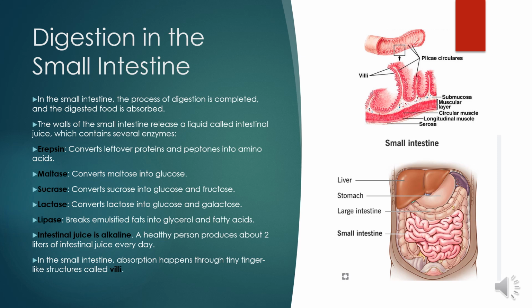Sucrase converts sucrose into glucose and fructose. Lactase converts lactose into glucose and galactose. Lipase breaks emulsified fats into glycerol and fatty acids. Intestinal juice is alkaline. A healthy person produces about 2 liters of intestinal juice every day. In the small intestine, absorption happens through tiny finger-like structures called villi.